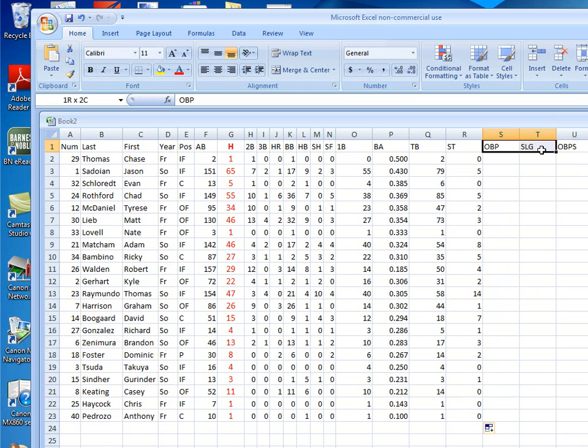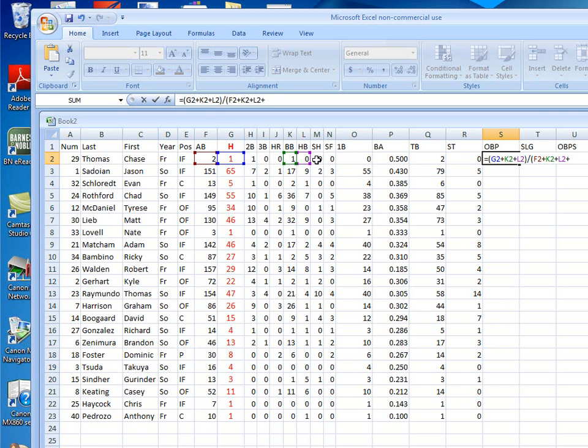OBP, these last 3 items here are averages. OBP stands for on base percentage. And again, it's long, but just take your time with it. Equals quantity of H. H is in everything, isn't it? Which happens to be in G2 plus BB, meaning base on balls or walks, plus HB, hit by pitch. Ouch. Divided by quantity of AB. Where is AB, at bats? It's in F2 plus base on balls K2 plus HB again plus ST.